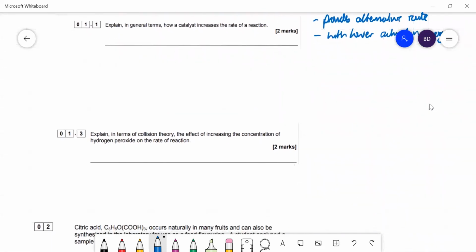Question 1.3. Explain in terms of collision theory the effect of increasing the concentration of hydrogen peroxide on the rate of reaction. Okay. So in this case, we've got a catalyst. If you increase the concentration, you increase the number of collisions between molecules. Keep it fairly vague. In order for a reaction to occur, a collision needs to happen. So more collisions, higher rate of reaction.